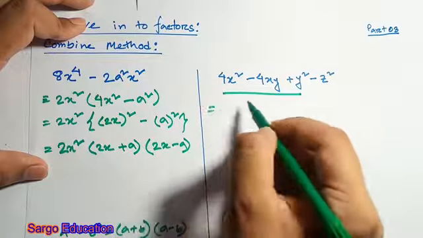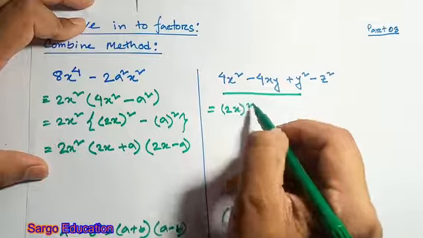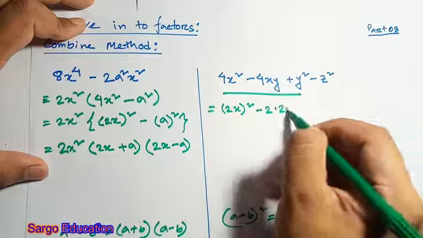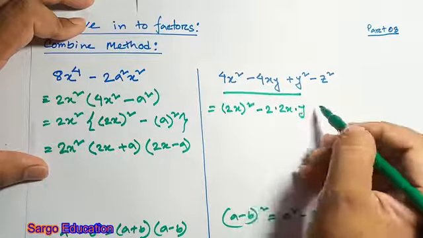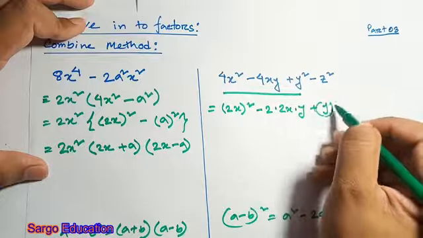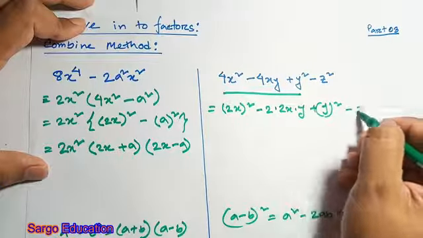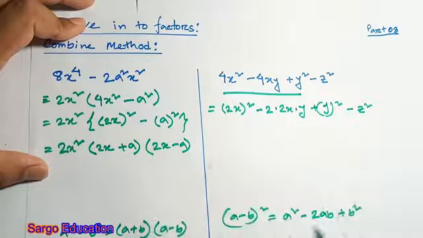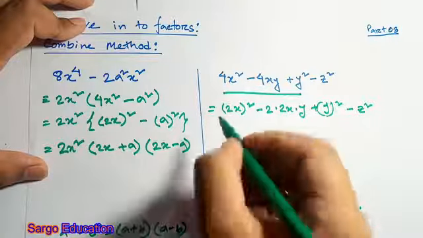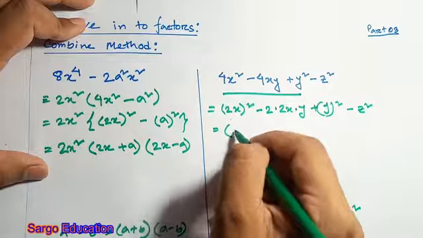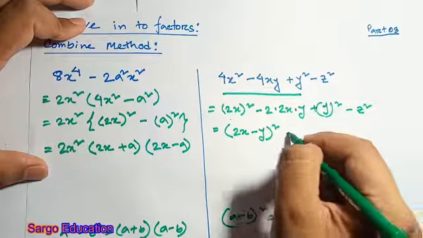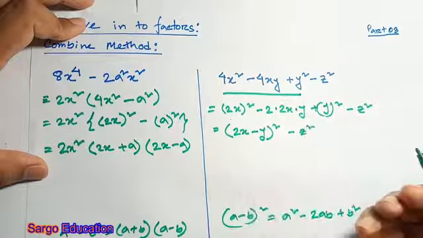Now we can rewrite this term according to the formula. Okay, we can write it (2x) square minus 2 into 2x into y plus y whole square, and the remaining minus z square is here. Now it looks like this formula, so we can write it as (2x minus y) whole square, and the remaining minus z square.